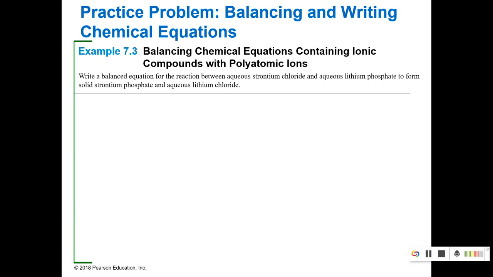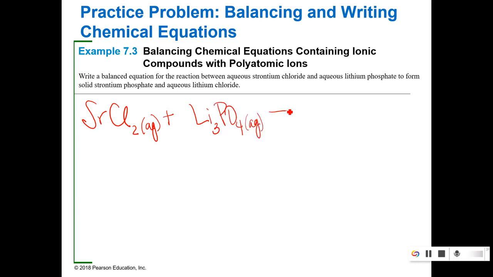All right, one with polyatomics. So I've got strontium chloride. Don't forget about your charge for strontium. Lithium phosphate. Don't forget about phosphate's charge. Check your polyatomic chart if you need to. Make solid strontium phosphate and lithium chloride, aqueous. All right. Okay, yes, all my charges are good.